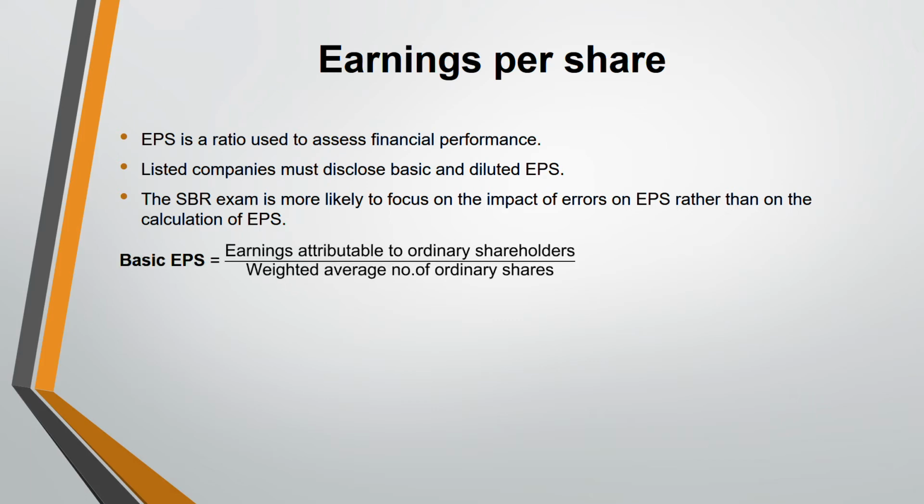So the formula for basic EPS is the normal one. Basic EPS, or you just write EPS, is the same thing: earnings divided by your number of shares. That earning should be attributable to the ordinary shareholders. What does it mean? After you deduct your interest and tax, the profit after interest and tax goes to ordinary shareholders. After you have paid your interest and your tax, whatever is remaining goes to ordinary shareholders. So that earning, profit after tax, is divided by the weighted average number of ordinary shares. So basic EPS does not change.